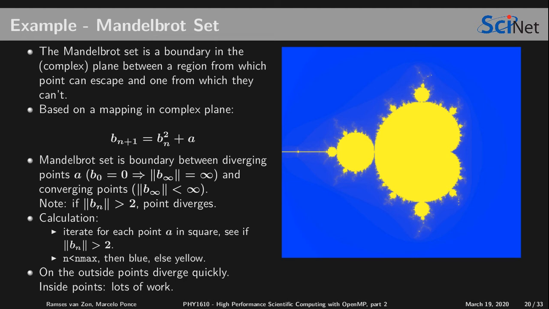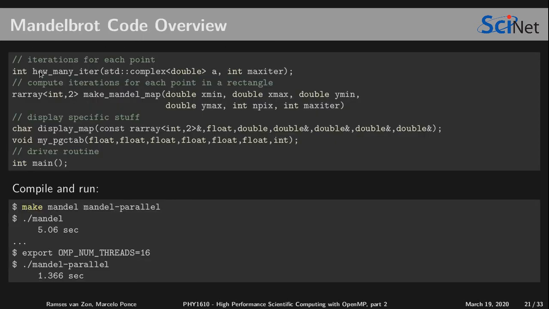The code is also in the same OpenMP Git repository that we had. It's called Mandelbrot and Mandelbrot Parallel. So for the serial case, I'm just going to point out a few things from the code. There's one routine that determines how many iterations it takes for a point to escape, or if it doesn't escape, it will return 1,000, or whatever the max iteration is. So you give an initial point a, and then it figures out how many steps it takes before it escapes.